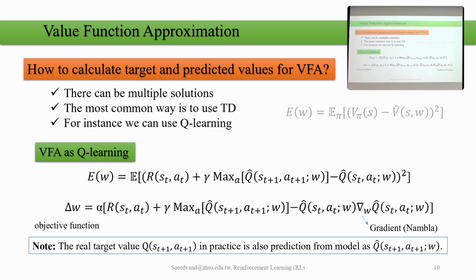Any question? So as I told you, the Bellman equation is important. Now you can see the Bellman equation. We extend it to value function approximation based on the Q value. On the other hand, let me see what we have. The real target value in practice is also a prediction from the model over there. That exactly comes from a neural network.